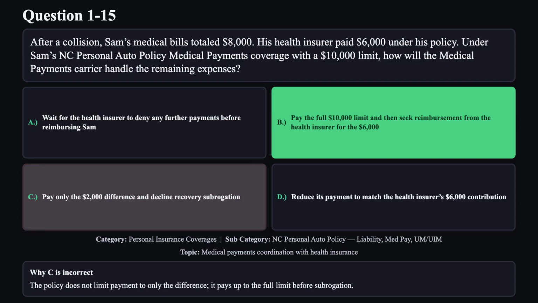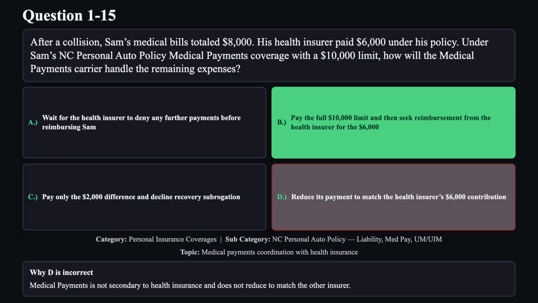Reason C is not correct. The policy does not limit payment to only the difference. It pays up to the full limit before subrogation. Reason D is not correct. Medical payments is not secondary to health insurance and does not reduce to match the other insurer.